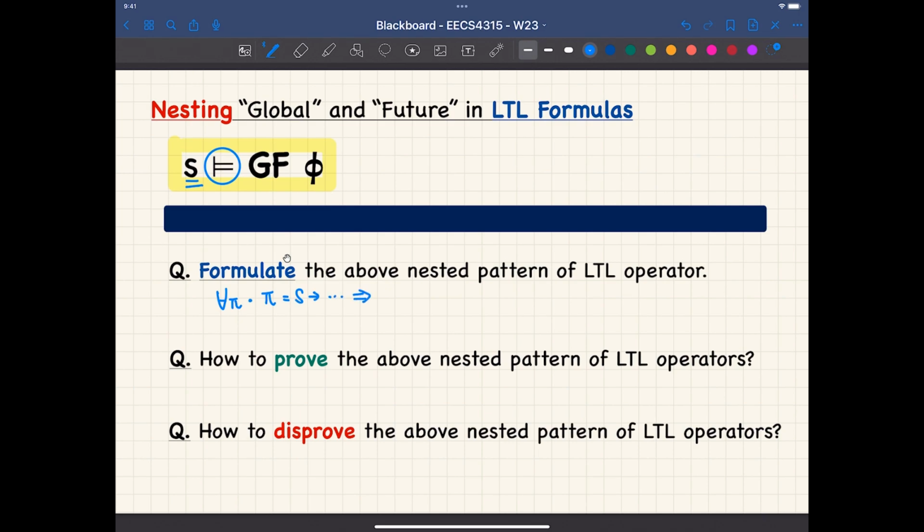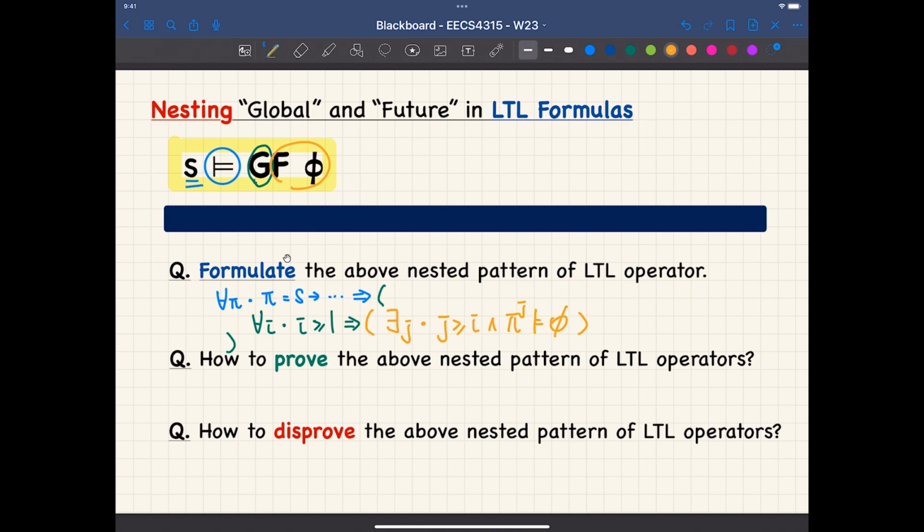And then the second level is going to be the G. Yeah, we can say for every i larger than or equal to 1. And then finally we can get F. So we know that there exists some j, and j larger than or equal to i, and pi j satisfies phi.